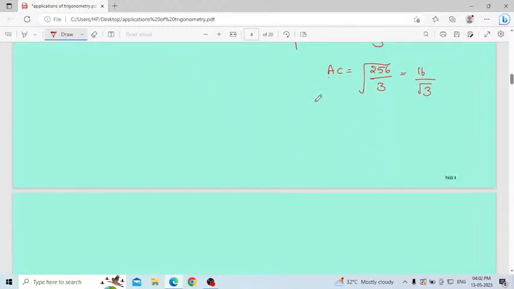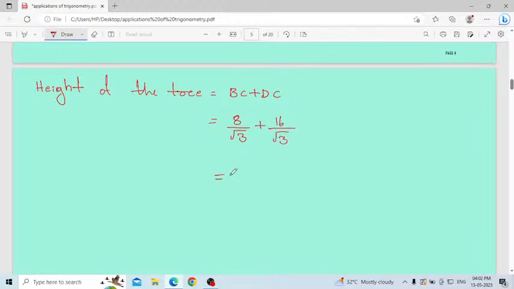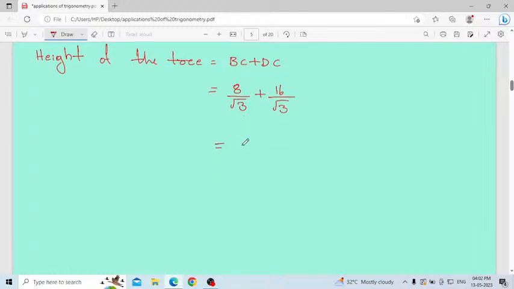Therefore the length of the tree, otherwise the height of the tree, will be equal to BC plus DC. Then the BC value we calculated is 8 divided by root 3. DC we now calculated as 16 divided by root 3. Then root 3 is the common LCM. Then root 3, 16 plus 8, 24.